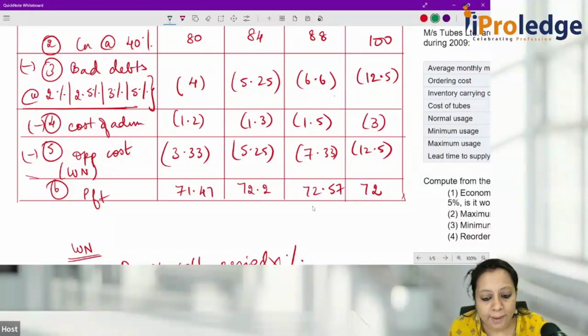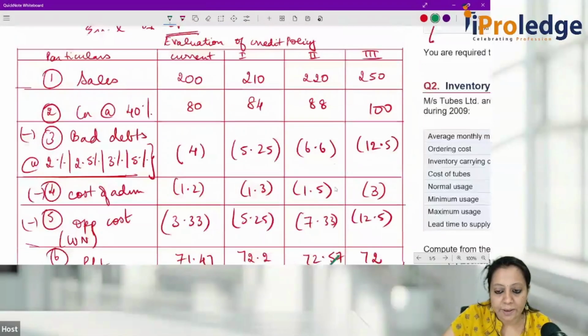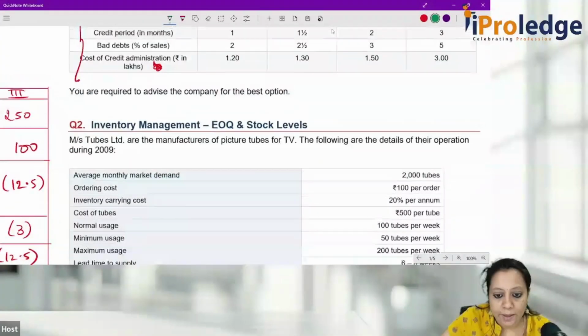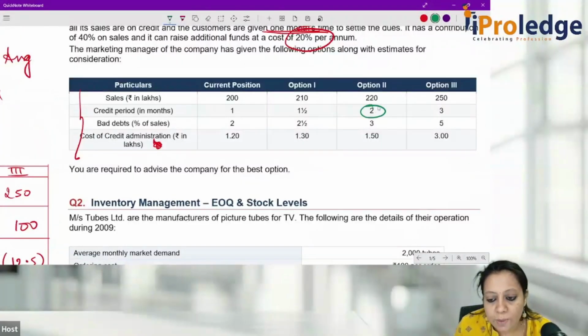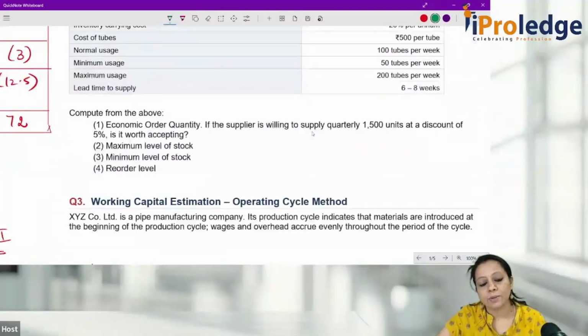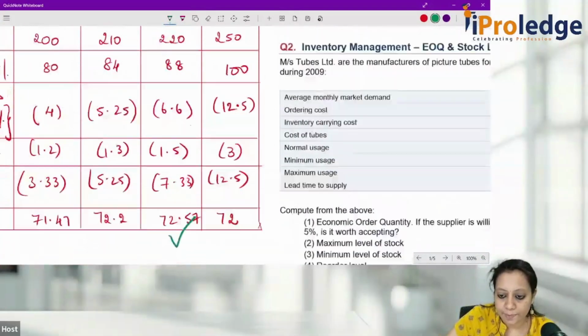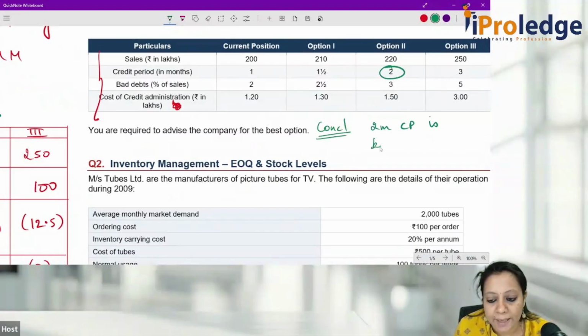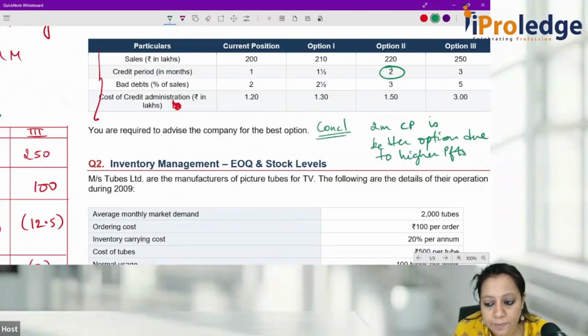So which one is better? All of you, very simple. Highest profit is better. So we'll prefer the second option, this column. What is the number of months for the second option? 2 months. So conclusion is: 2 months credit period is the better option due to higher profits.